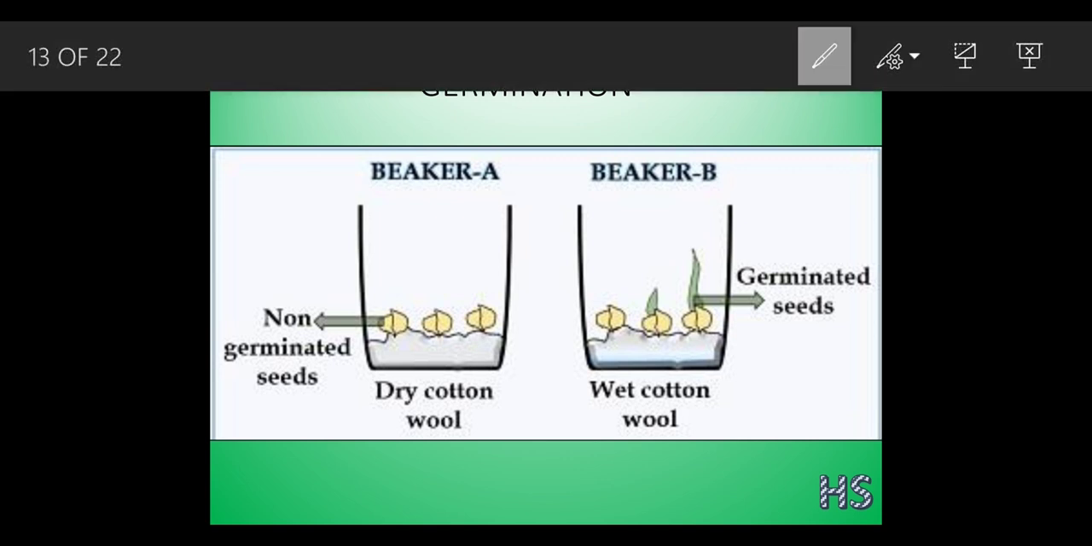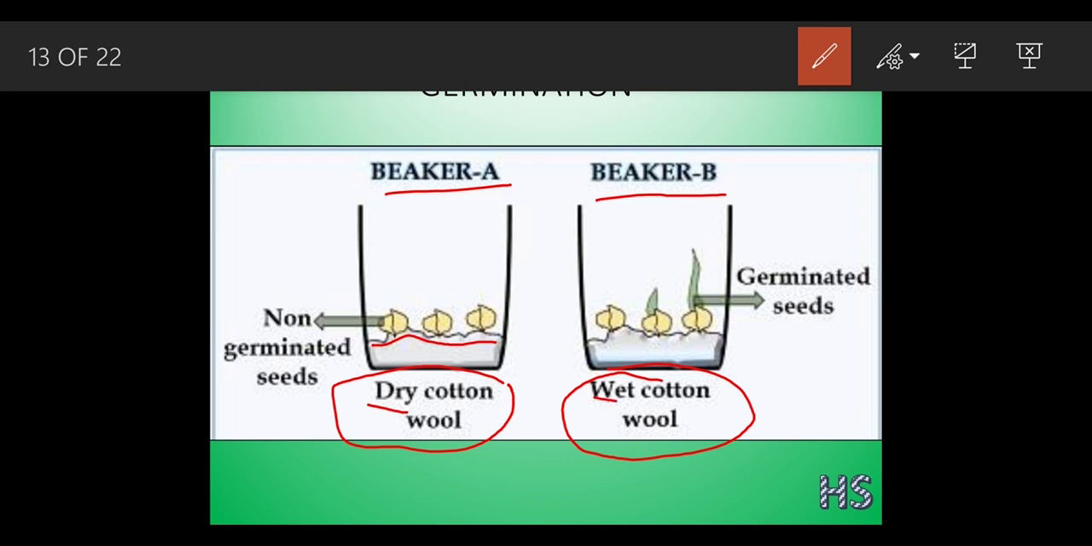Students, we have to take two beakers, beaker A and beaker B. Just notice one thing: this is cotton, whitish in color, and this cotton is quite dry. Now this other cotton, if you look carefully, is a bit wet. The wet effect is a bit bluish so that it can show you the difference. The main difference is between dry and wet.